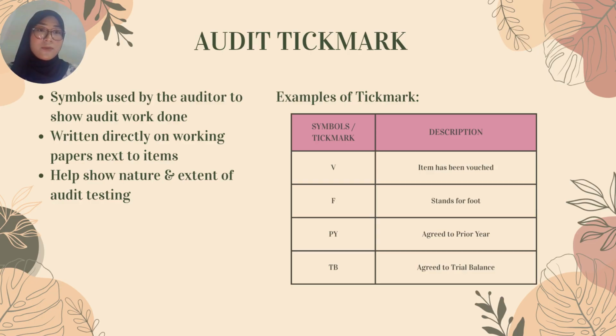For example, symbol V means the auditor has verified the item with the original document as evidence. Symbol F shows the auditor has checked the mathematical accuracy of the figure. PY means agree to prior year error, and TB means agree to trial balance.